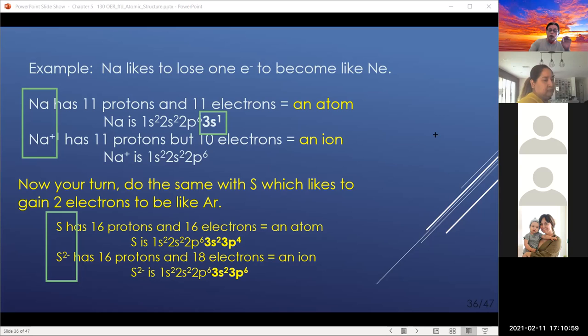All right. And so when an element becomes a positive ion, the radius gets smaller. When it gains an electron, the ion gets bigger. And that's a trend that we're going to be looking at later on down the road.